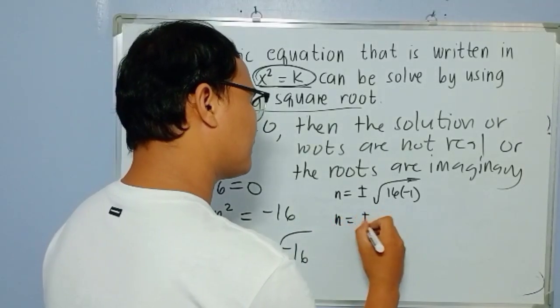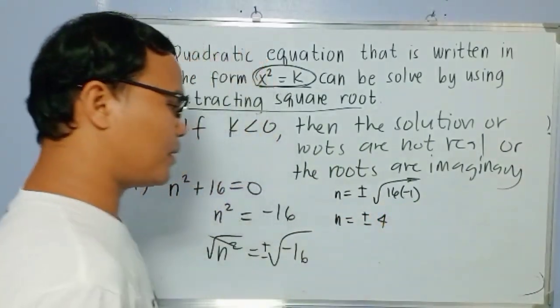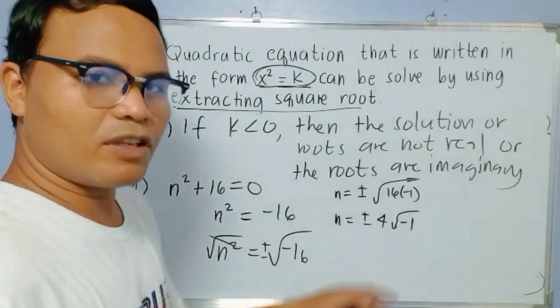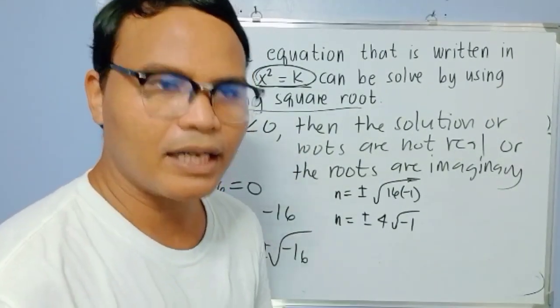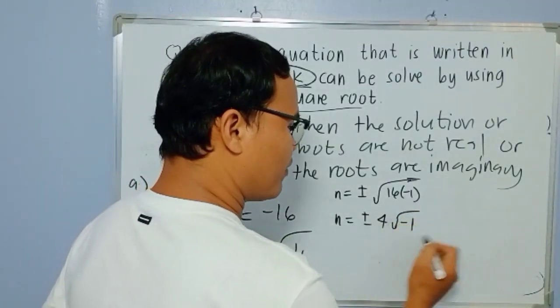Okay. What is the square root of 16? 4, because 16 is a perfect square number. Now, we have negative 1. The square root of negative 1 is not 1, not negative 1. Okay. Paano po natin ito isi-simplify?